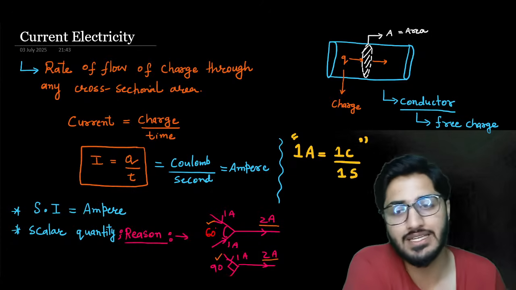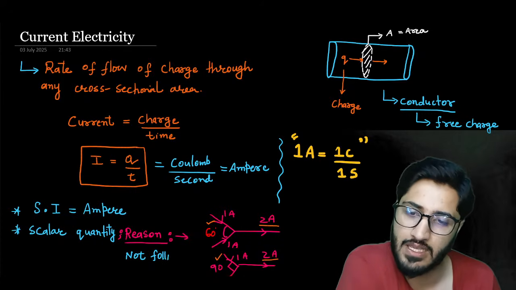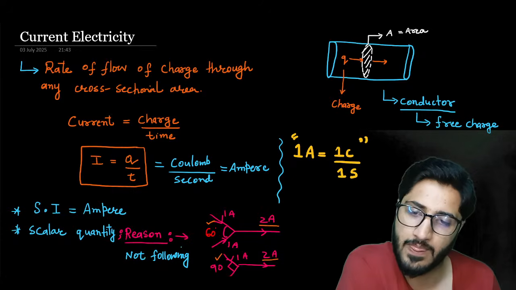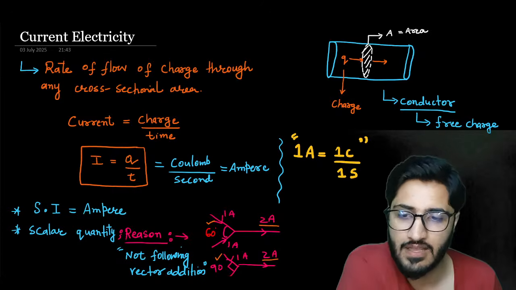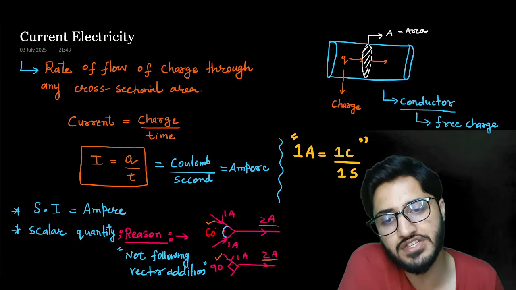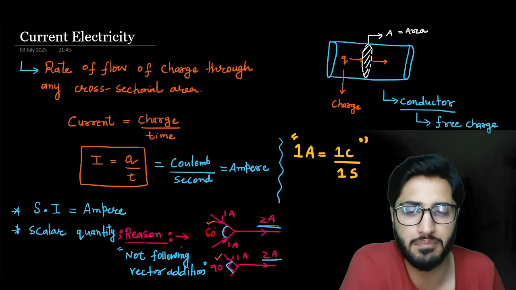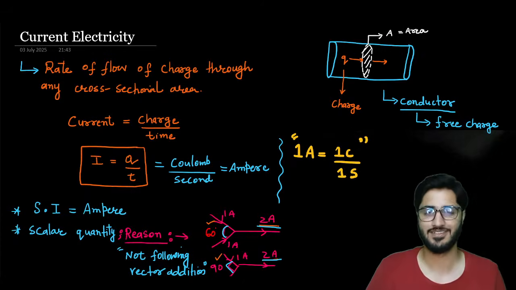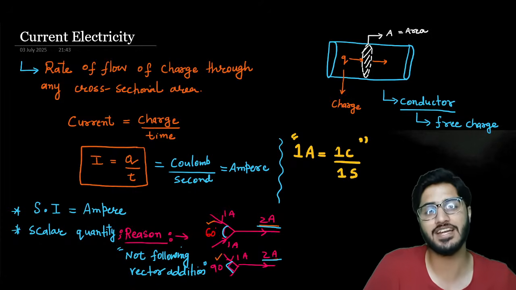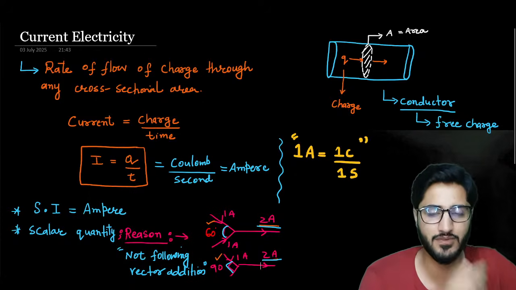Why, sir? Because it is not following vector addition. If it did, then there might be a change. Look, we are changing the angle, but still my result is the same, 2 ampere and 2 ampere. Very easy, right? That's why current is a scalar quantity. I guess you got it? To this point, very easy now.